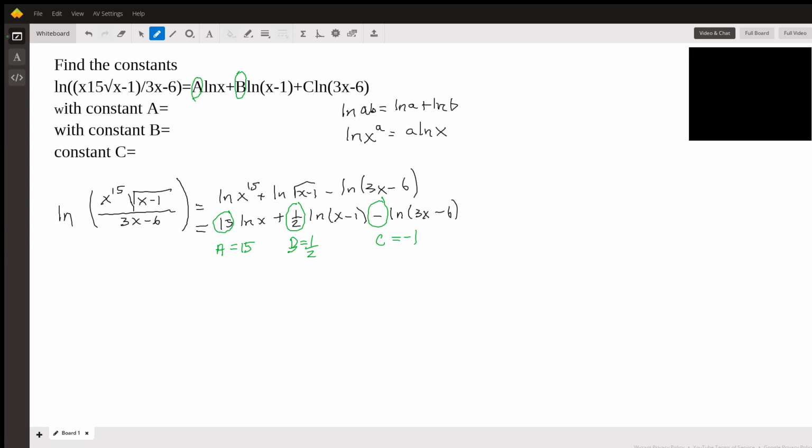A contraction would be if we started with the right-hand side and tried to combine these separate logarithms into a single logarithm. That's called a contraction. But here you see I chose to do an expansion, and I think you can see why that's the best approach.